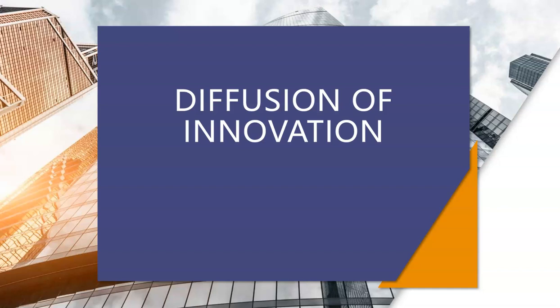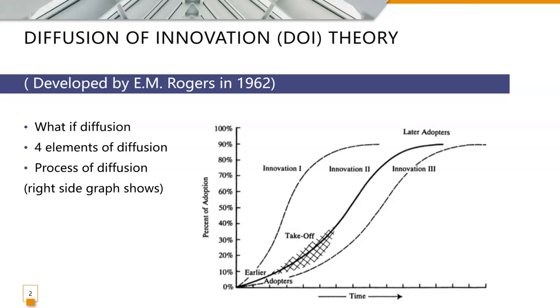Today I'm going to introduce some general concepts of innovation diffusion theory. Let's start with what diffusion is. Diffusion is a process in which an innovation is communicated through certain channels over time among the members of a social system. According to Rogers' theory, the four elements of diffusion are the innovation, communication channels, time, and the social system.